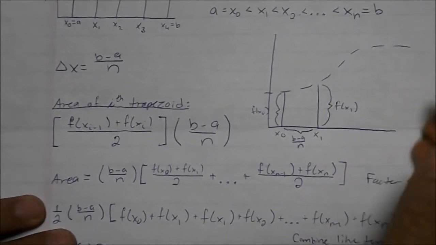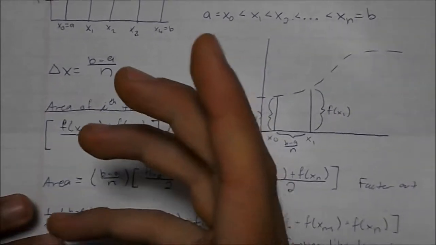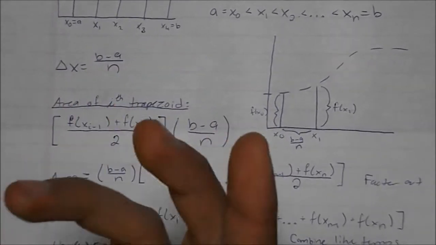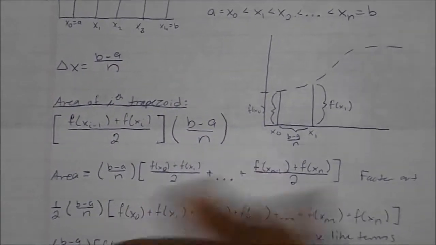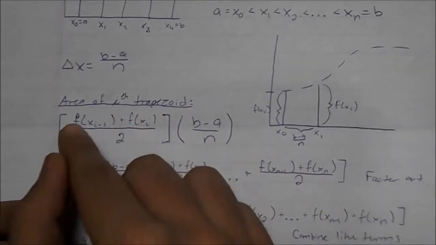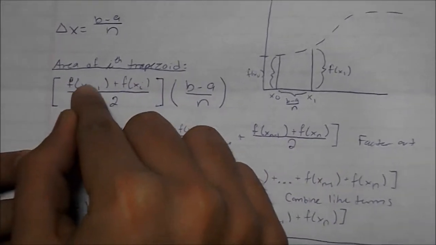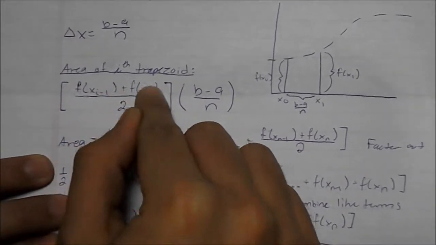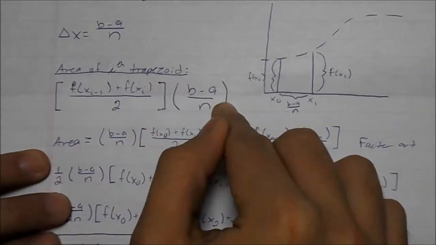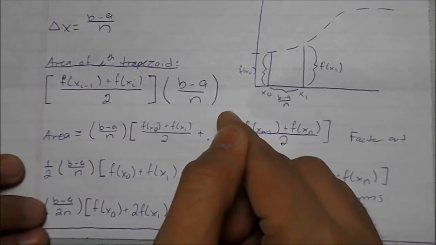So knowing this, and knowing the area of a trapezoid to be base 1 plus base 2 times the height divided by 2, we can rewrite it as f of x i minus 1 plus f of x i, divided by 2, times the height, which is b minus a divided by n.